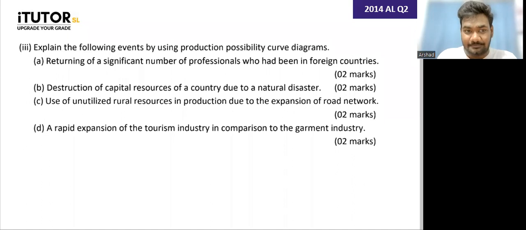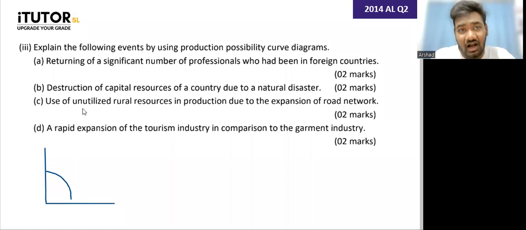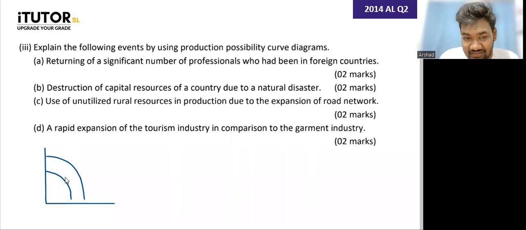Returning of a significant number of professionals who had been in foreign countries. What do you think happens to your PPC? This is your PPC. What will happen if people who were working abroad are now coming back to your country? What do you think happens? The PPC will shift. Where will it shift? It will shift to the right, or outwards. Why? Because when more people come into your country, remember the determinants of PPC, your labor resource is increasing.